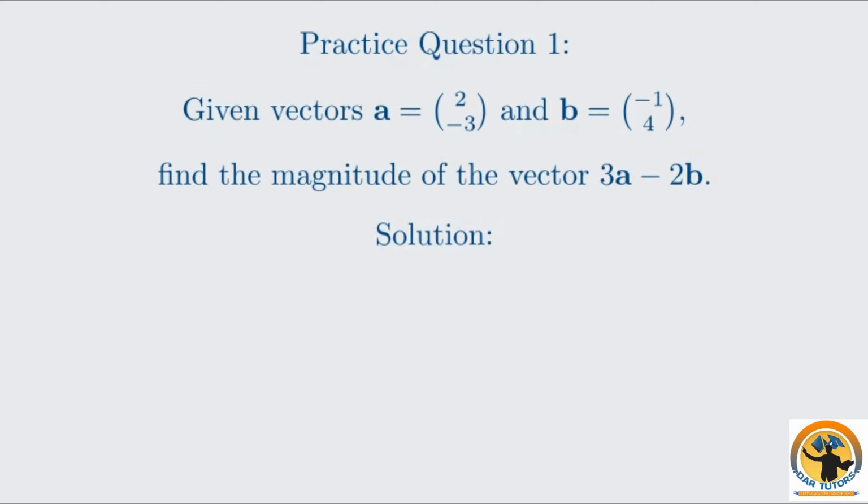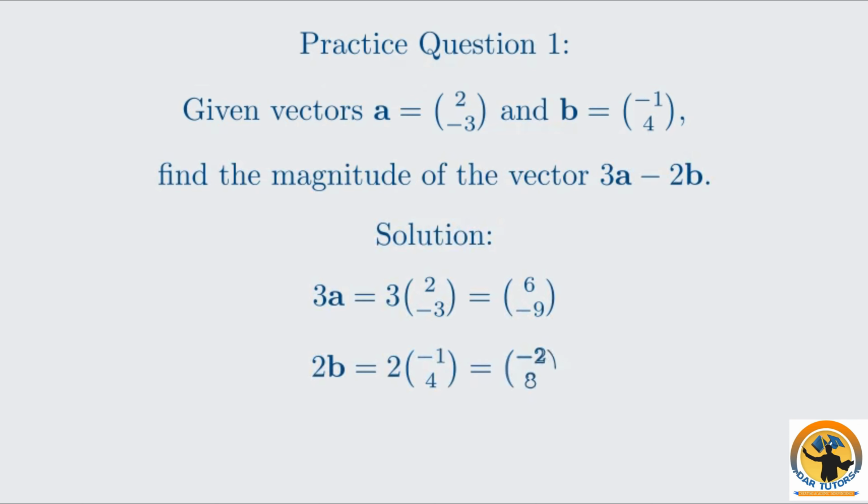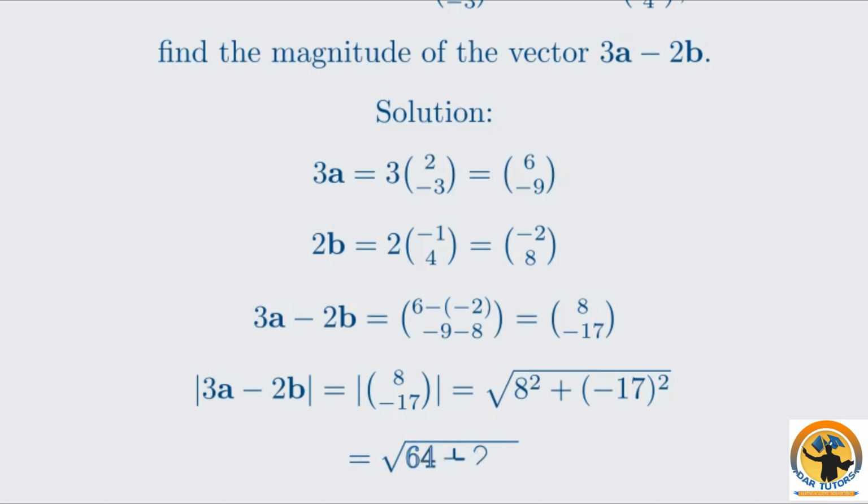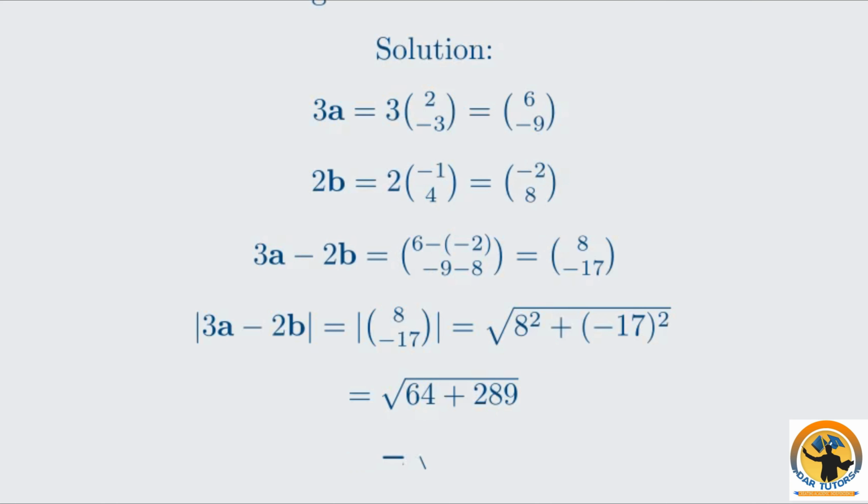First, we need to find the vector 3a minus 2b. We calculate 3a as (6, -9), and 2b as (-2, 8). Subtracting these gives us the vector (8, -17). Now we find the magnitude of this resultant vector, which is the square root of 8 squared plus negative 17 squared, which is the square root of 64 plus 289, or the square root of 353.